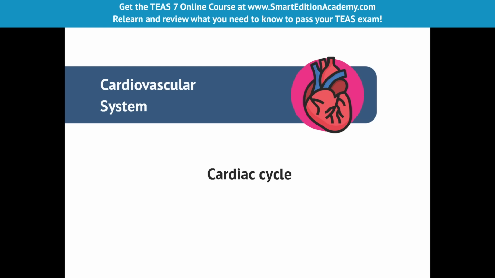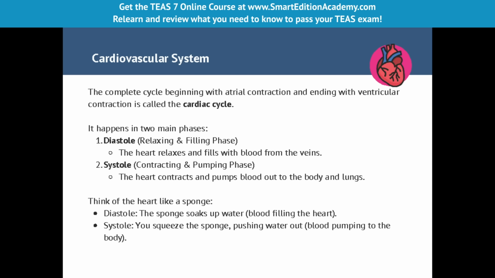What is the cardiac cycle? The complete cycle, beginning with the atrial contraction, ending with the ventricular contraction, is called the cardiac cycle. It happens in 2 phases, and it really consists of the heart relaxing and filling, and then contracting and pumping.